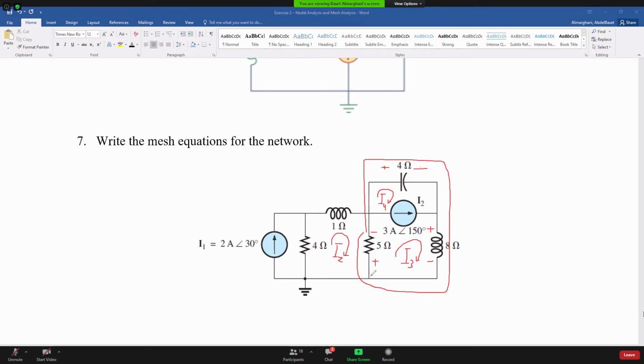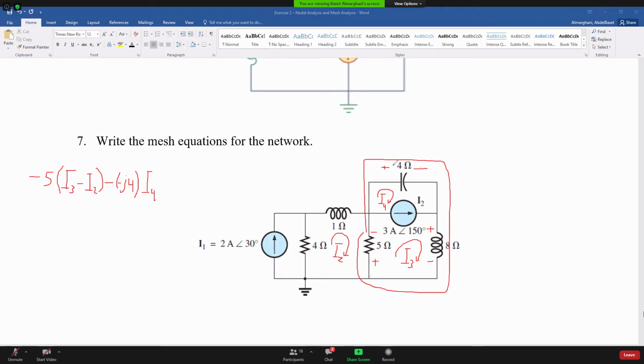But I'm going to go from this point, negative voltage, and negative voltage, because I'm going from positive to negative. So it's minus 5 times the current here. I'm going in this direction. The current with me is I3, and the current opposing me is I2, because it's opposing my direction. I'm going this way. Then here, minus, and this is minus J4. This is the impedance. Times the current here, which is I4.